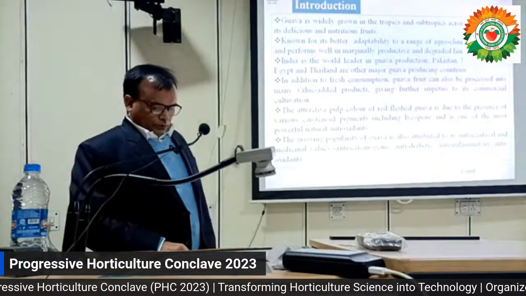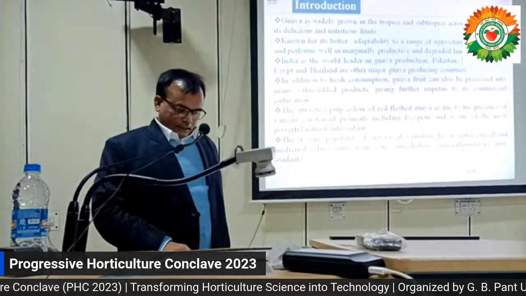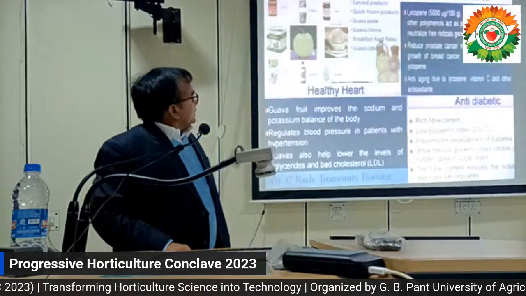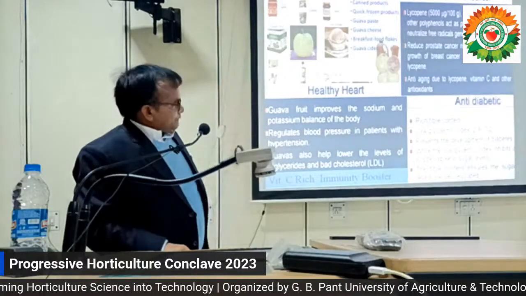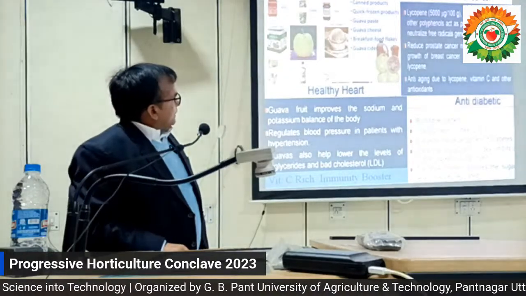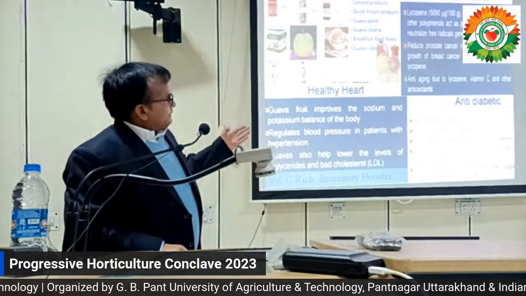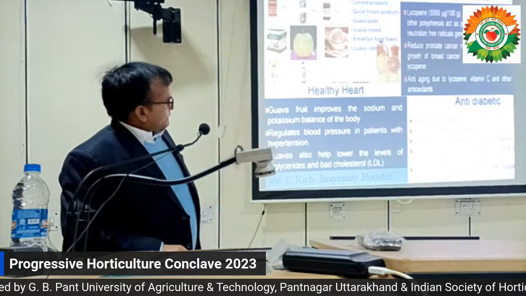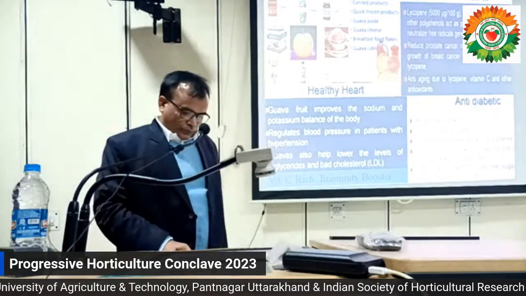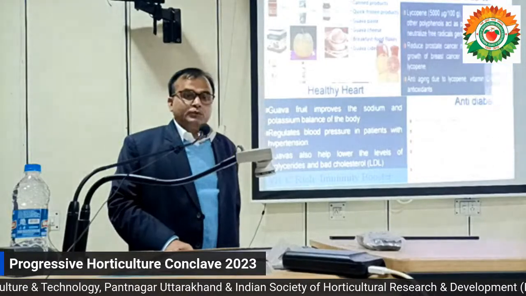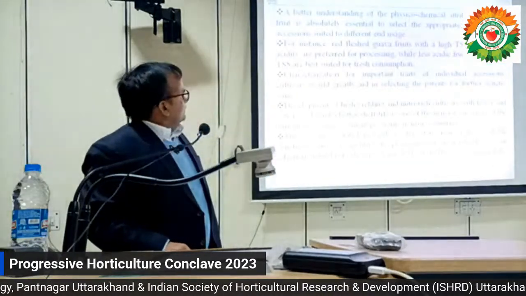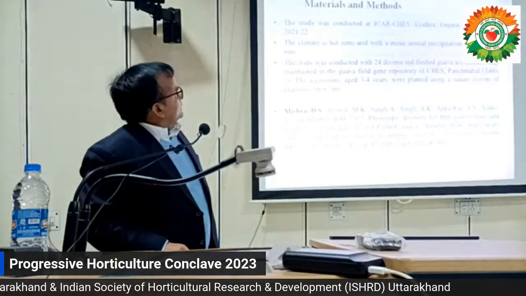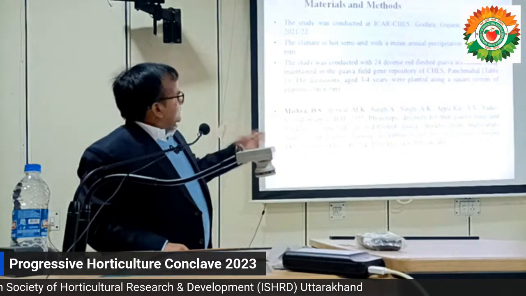So guava needs no introduction. It's a hardy species and has various uses. These are the various products that can be made from the red flesh guava. It is good for a healthy heart, anti-diabetic, lowers the risk of cancer, and is a vitamin C rich fruit, that is why it enhances immunity. And there are so many things written in the introduction, and my research details can be downloaded from this.